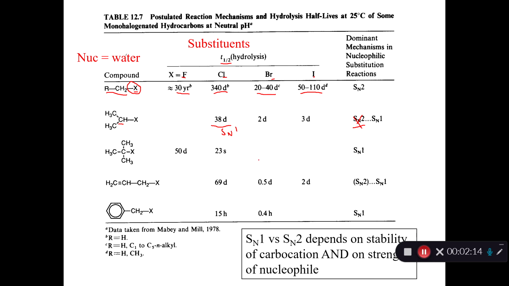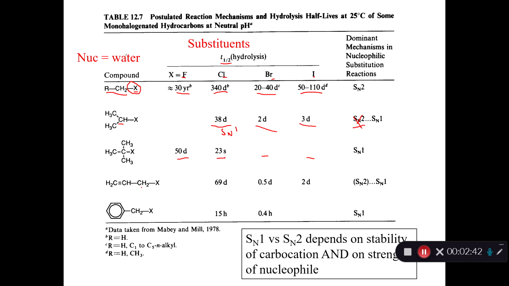So it must be an SN1 reaction going on here. And then for bromide, very quick, 2 days. Iodide, about the same, 3 days. Then if you have the tertiary carbon here, where it has bonds to 3 other carbons, and here's the leaving group, the bromide and iodide are so fast that you can't even measure them. Chloride is gone in 23 seconds. And fluoride will go, but it's still going to take you 50 days. So fluoride, just really not a very good leaving group.